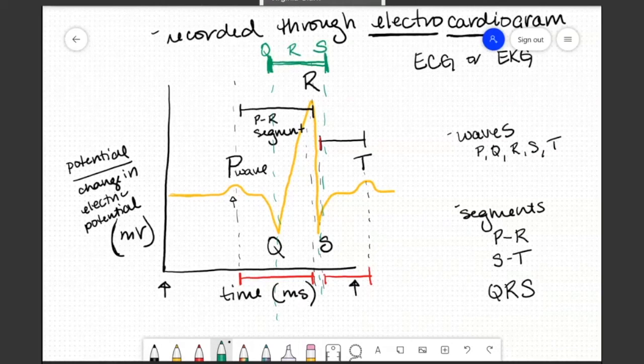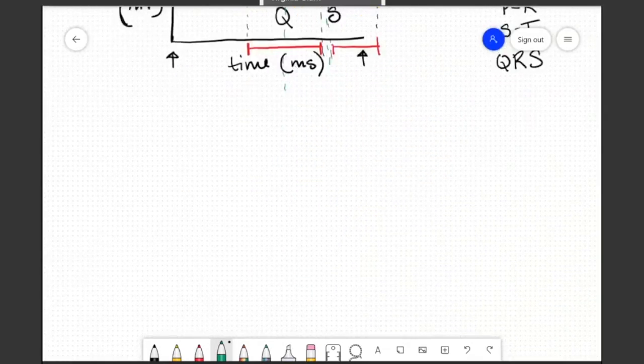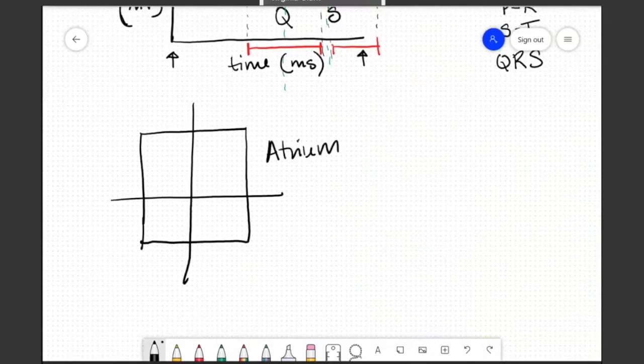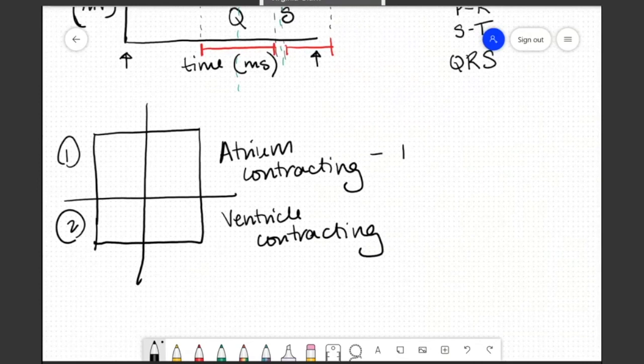So again, we're measuring electrical potential, but what we're actually looking at is time. With this EKG, we're measuring the electrical activity of the atrium contracting. Remember, that was step one. And then we're measuring the electrical activity of the ventricle contracting. That was step two. So atrium contracting, ventricles contracting. Remember, contraction is a muscle. A muscle contracts because it depolarizes.